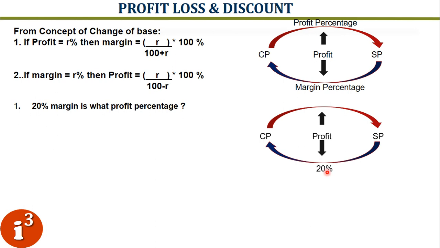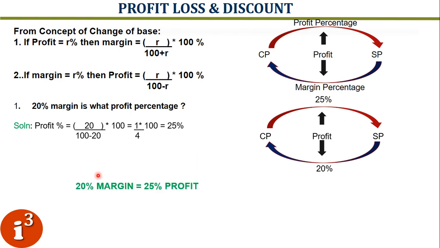So 20% is in terms of selling price. The same value in terms of cost price means you need to reduce the base, means 20 by 100 minus 20. So profit percentage will be 20 by 100 minus 20 into 100. That is 1 by 4 into 100, 25%. So this 20% margin is 25% profit. Okay, 20% margin is equal to 25% profit.